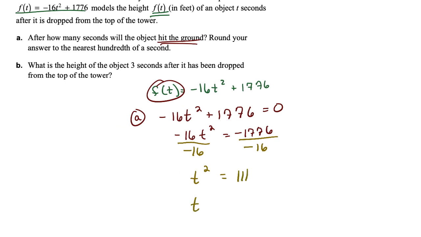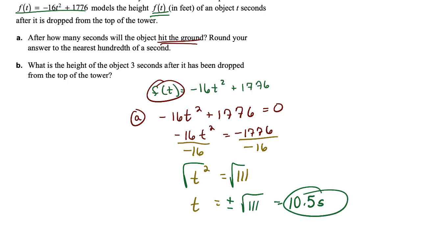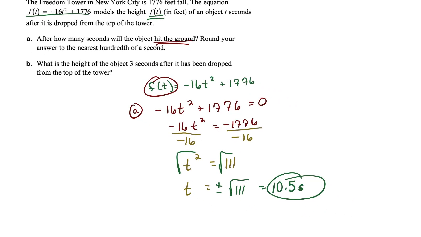And so t equals, and this is where I'm square rooting both sides, plus or minus the square root of 111. And I'm just going to use my calculator, square root of 111. And it gives me 10.5 seconds. So it's going to take it that long to strike the ground.